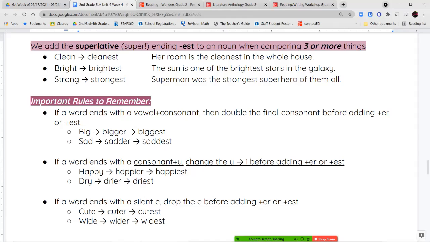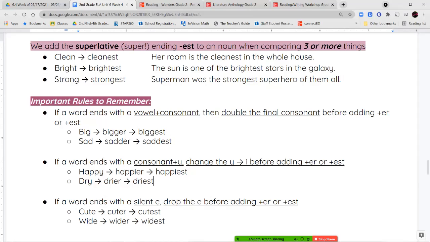Now, if we have a word that ends with a consonant plus the letter Y, we're going to change that Y into an I before we add our ER or EST ending. So happy, H-A-P-P-Y, it ends with a consonant, the letter P, and then the letter Y right after it. So that Y becomes an I, becomes H-A-P-P-I-E-R or H-A-P-P-I-E-S-T.